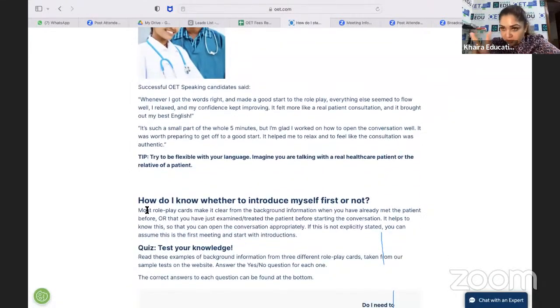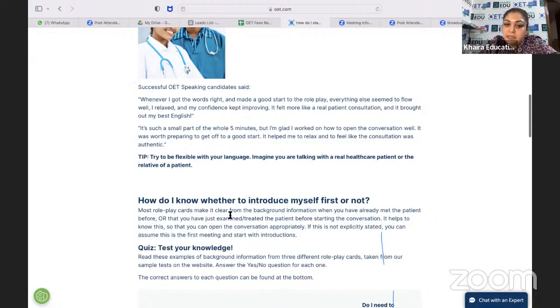So there are two things that your initiation will cover. When you initiate the role play, there are two things that are covered there. One, whether you should introduce yourself. Number two, whether you need to ask the patient's name during the role play, or you can assume the name during the preparation time. So let's take these one by one. Let's first see whether you need to introduce yourself or not.